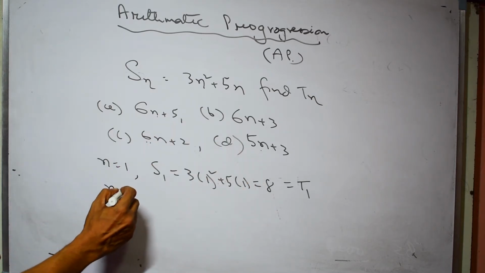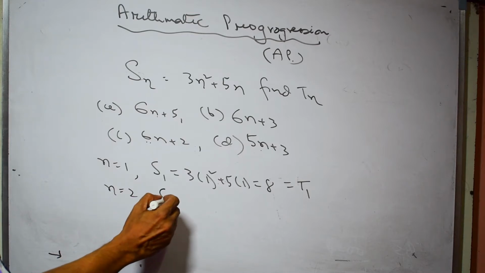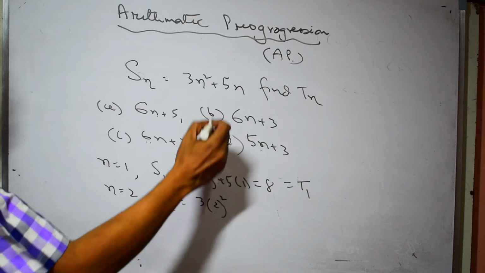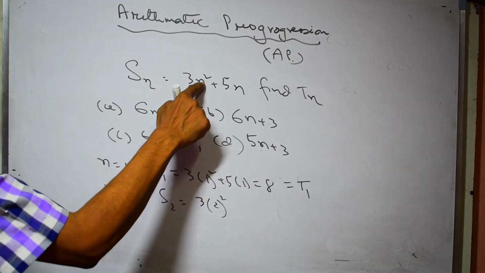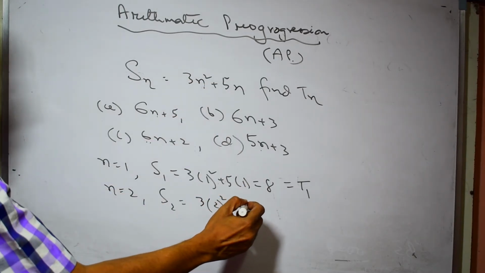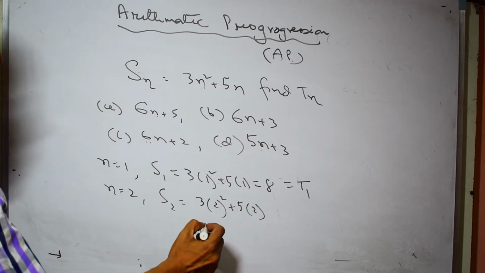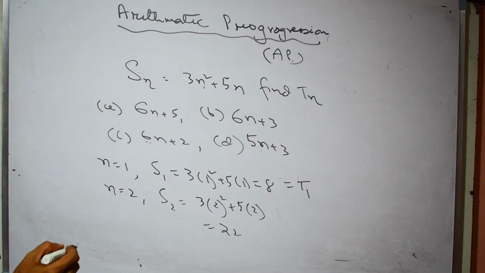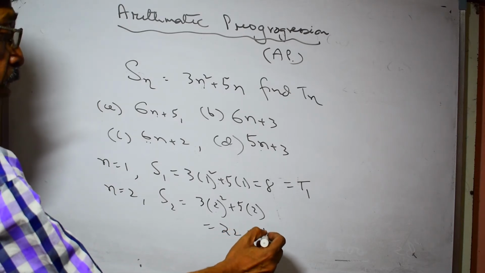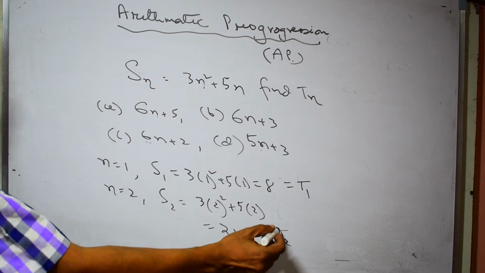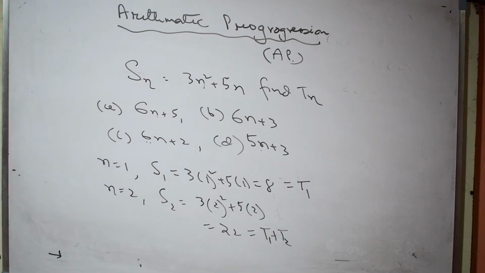Now let us take n equal to 2. That is the sum of two terms, so 3 into 2 square plus 5 into 2, putting 2 instead of n. It becomes 12 plus 10, which is 22. Therefore this is S2, that is T1 plus T2, the total of the first two terms. The first term is 8, so the second term will be 14.